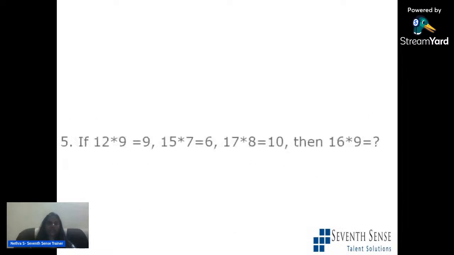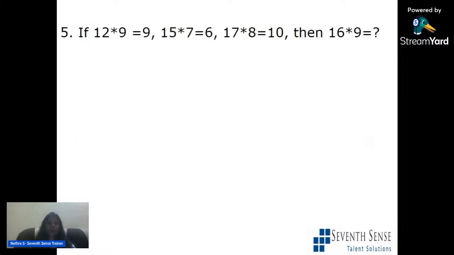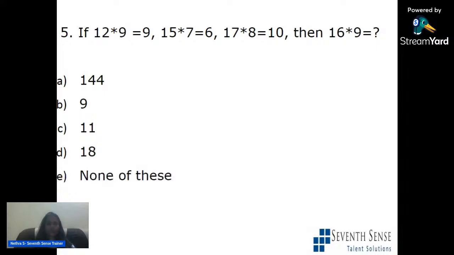That is the fifth one, which you can see in the screen. If 12 into 9 is equal to 9 and 15 into 7 is equal to 6 and 17 into 8 is equal to 10, then 16 into 9 is question mark. What might be the answer? So here are your options. Option A 144, option B 9, option C 11, option D 18, option E none of this. So try to answer. Just check the logic in this.